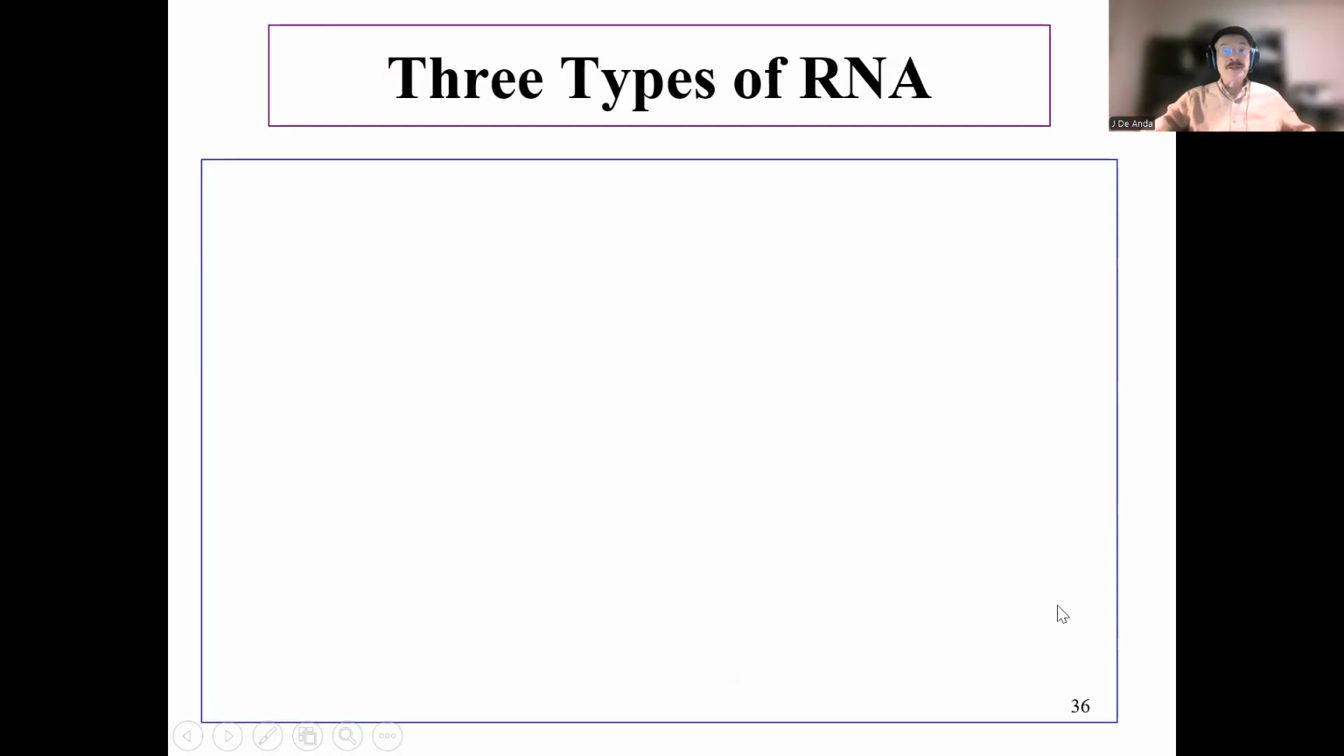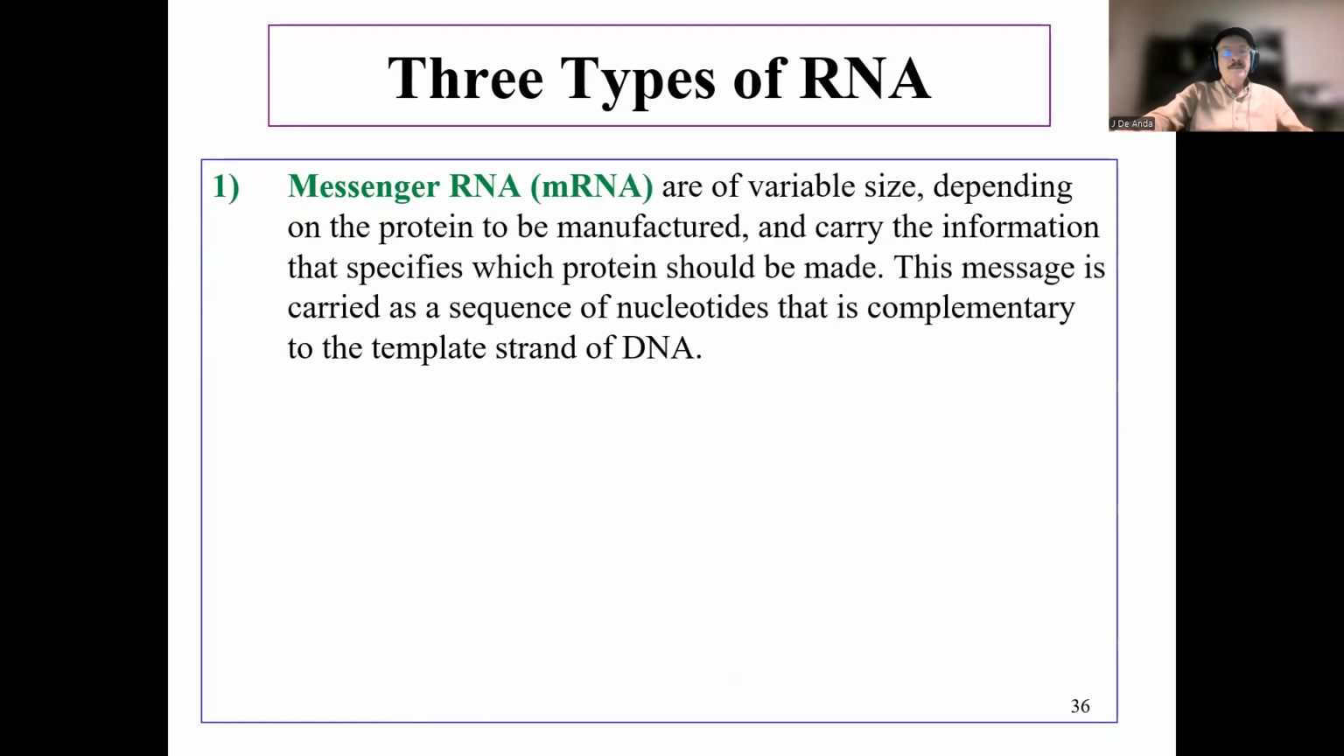Another interesting feature here is that there are actually 3 different types of RNA, and they have different functions. So messenger RNA, abbreviated as mRNA, may be of variable sizes, and it depends on the gene and the protein to be manufactured. Messenger RNA is going to carry the information that specifies what protein is going to be made in the next stage of the process. This message is carried as a sequence of nucleotides that is complementary to what was copied from the template strand of DNA, remember?